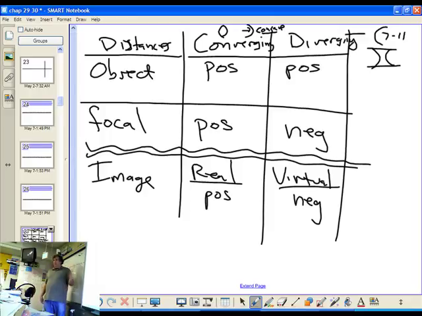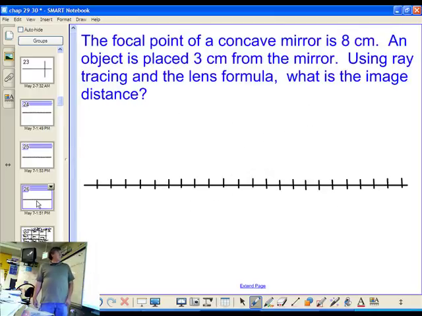Can we go back to the problem? I will. Let's make sure everybody has this. So this is our sign convention. Especially this next one, because it is a virtual image, you will come up with the wrong image if you don't do it properly here. All right, so which one? Oh, this one. So the focal point, does anyone need more time on that?